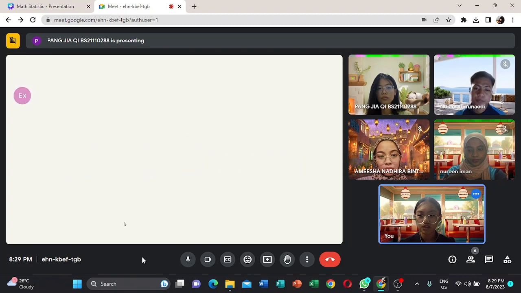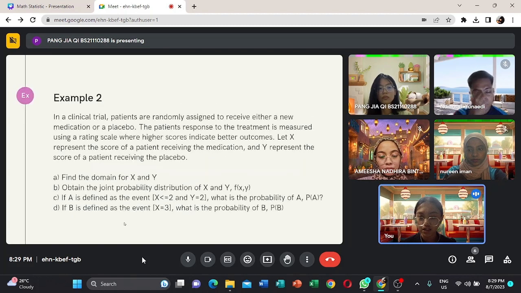Next one is example 2. In a clinical trial, patients are randomly assigned to receive either a new medication or a placebo. The patient's response to the treatment is measured using a rating scale where higher scores indicate better outcomes. Let X represent the score of a patient receiving the medication and Y represent the score of a patient receiving the placebo. A. Find the domain for X and Y.